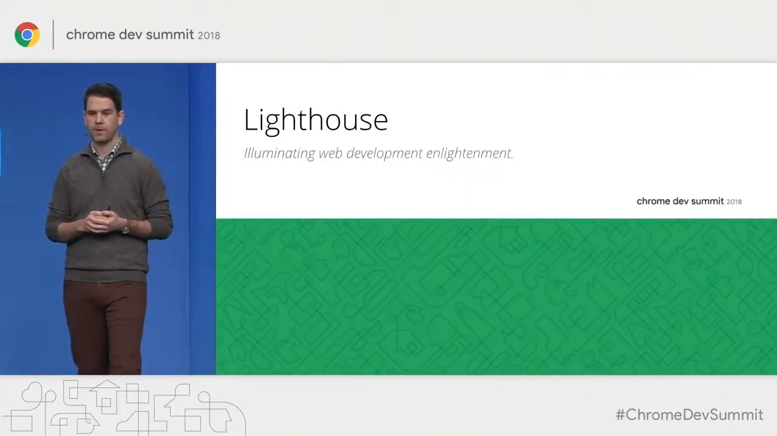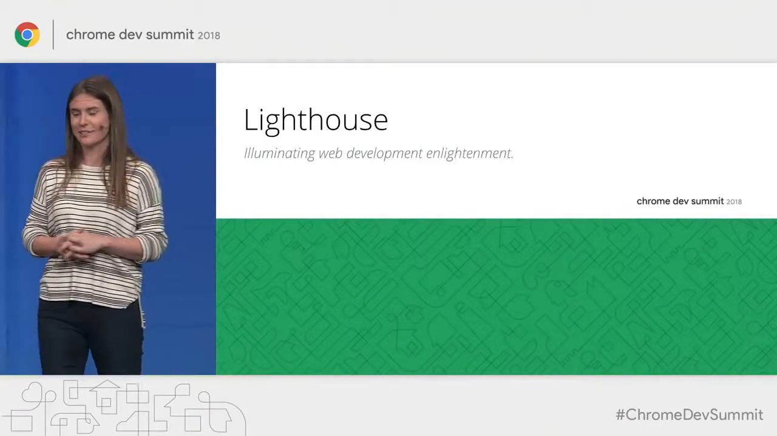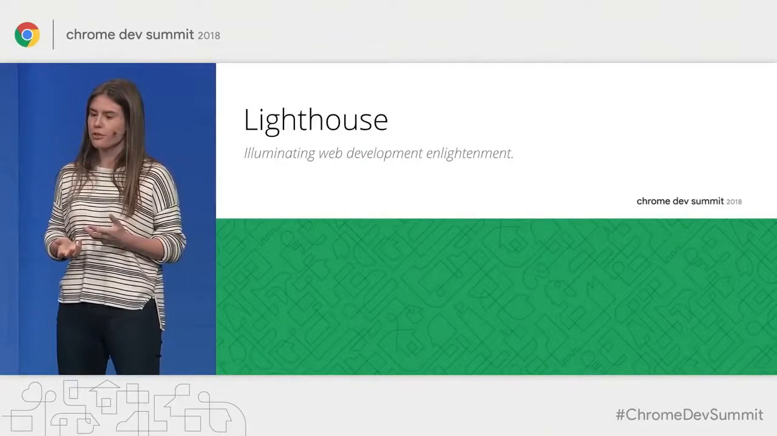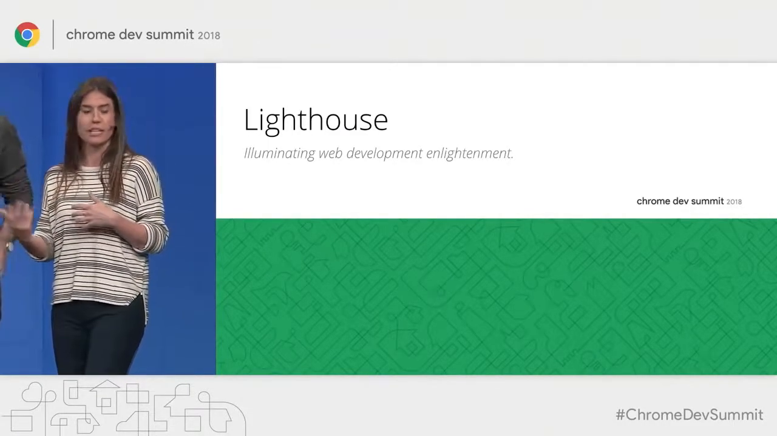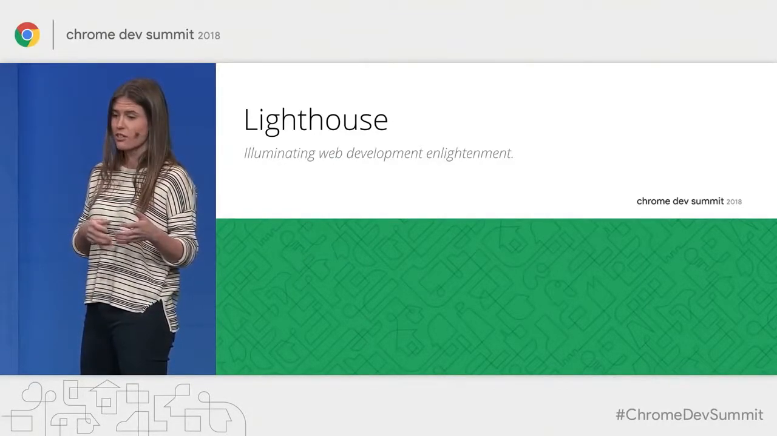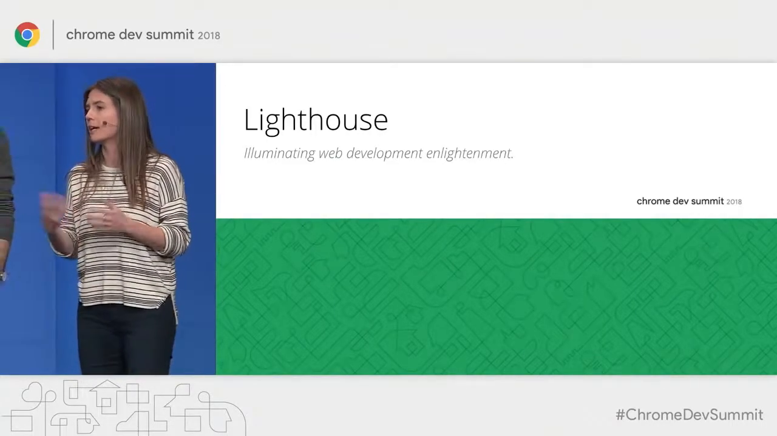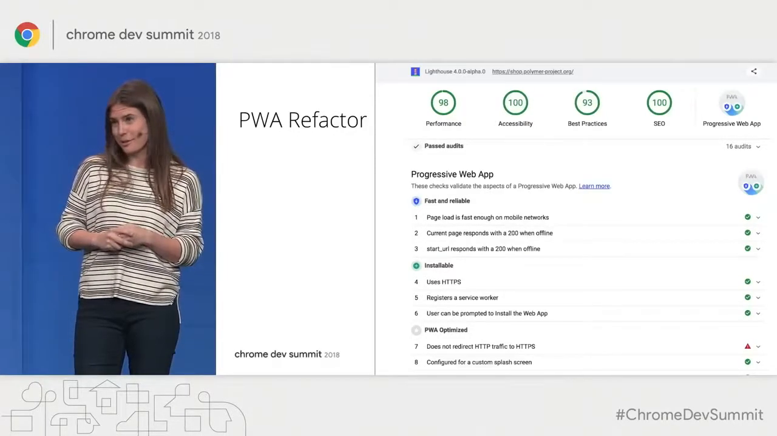It's really exciting. So for those of you who aren't familiar with Lighthouse, and we know that it's awesome and a lot of people know, Lighthouse is an open source automated tool for improving the quality of web pages. You can run it against any web page, either public or requiring authentication, and it has audits for performance, accessibility, PWA, and more. I'm excited to tell you about some things that we've been doing with Lighthouse.